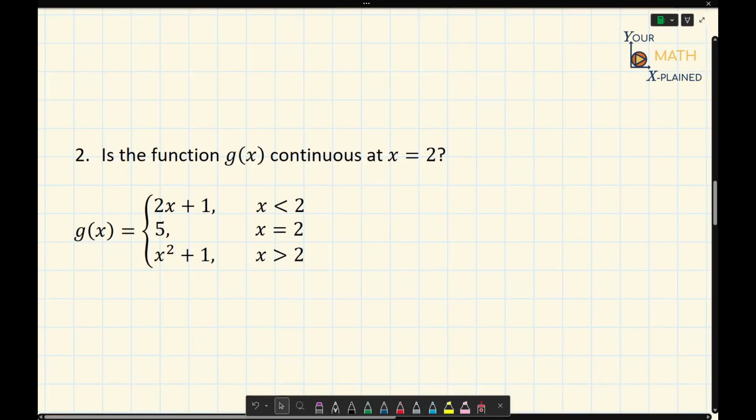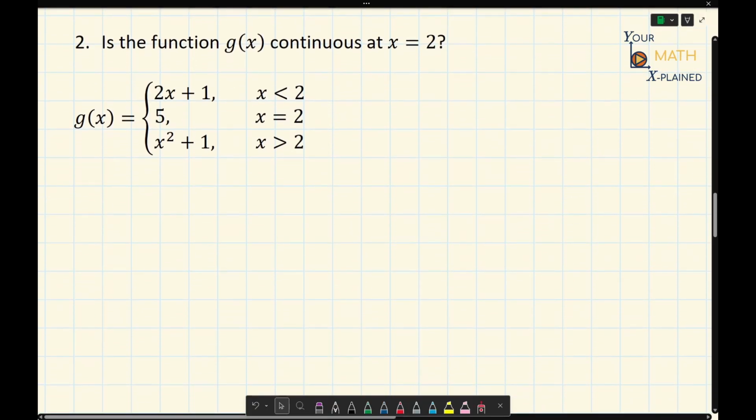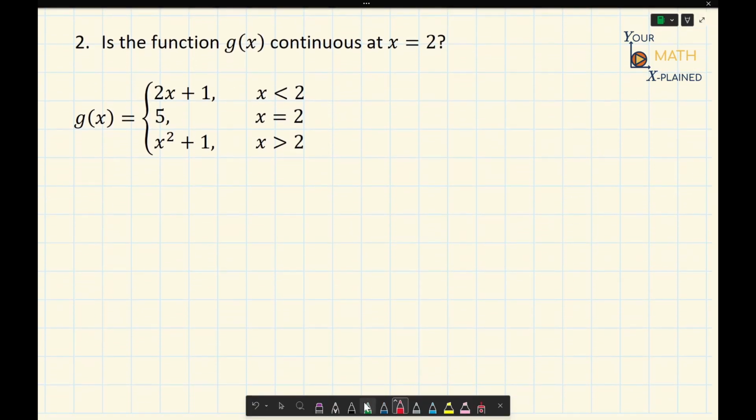For our next example, we have another piecewise function. So we're going to do the same thing. We're going to list out the three conditions that we need to check. The first one is that 2 is in the domain because our a value here is 2. The second condition is that the limit as x approaches 2 for our function, which is g of x, must exist.